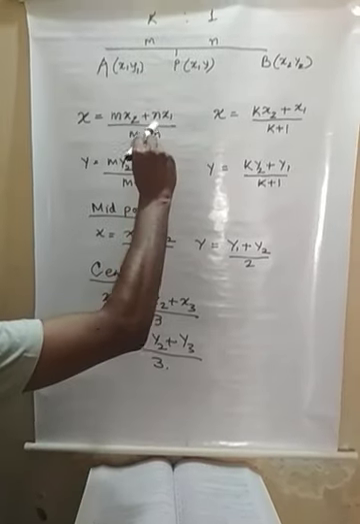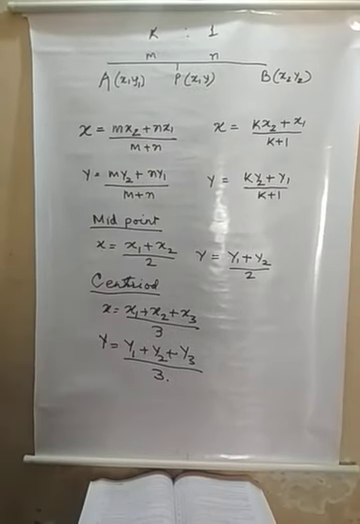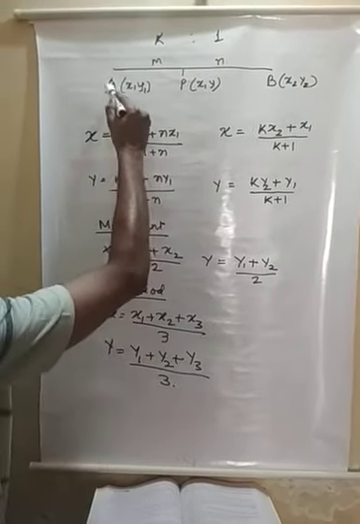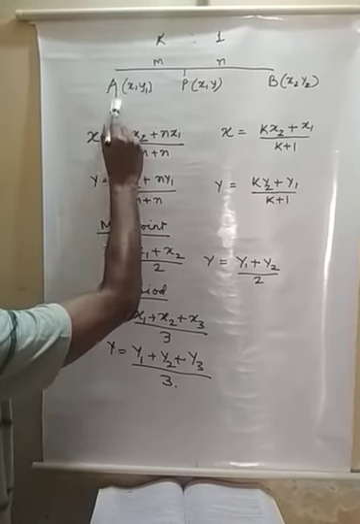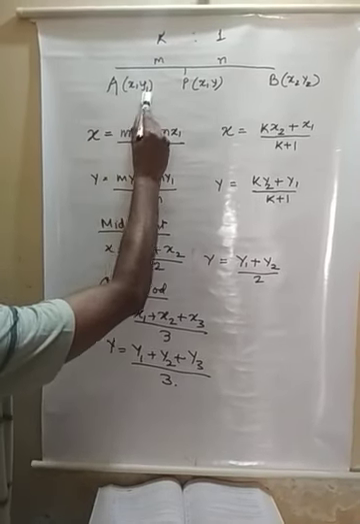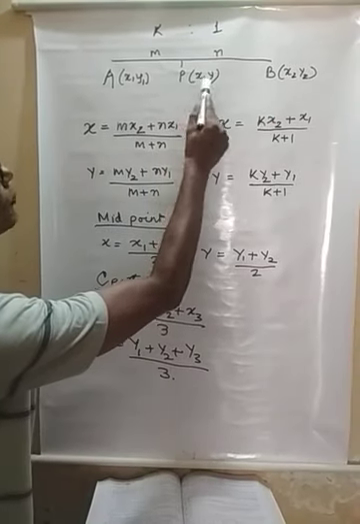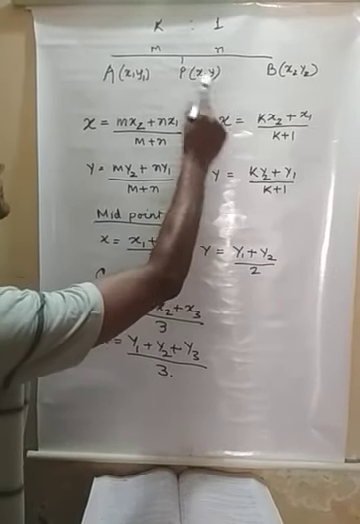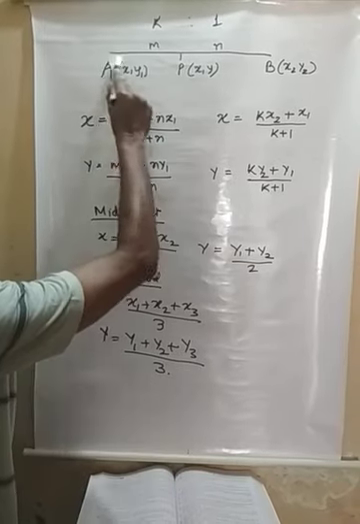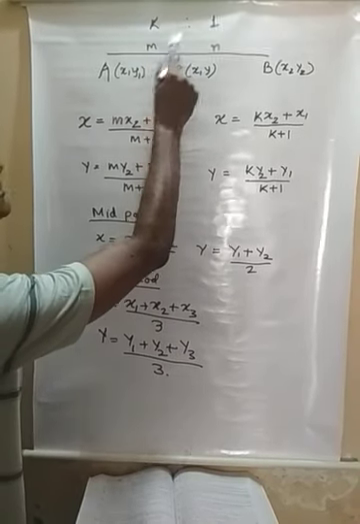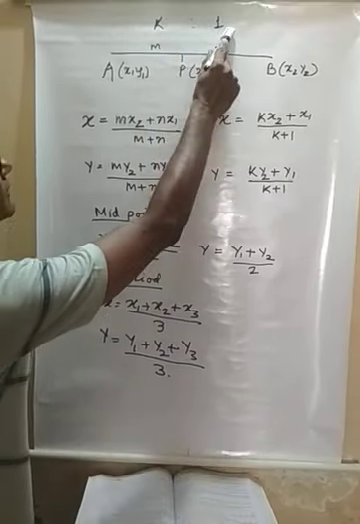The chapter is Section Formula. The section formula says this is a line AB. The coordinate of A is x1, y1 and the coordinate of B is x2, y2. At point P, the coordinates are x, y. The point P divides the line in the ratio m is to n, or k is to 1.